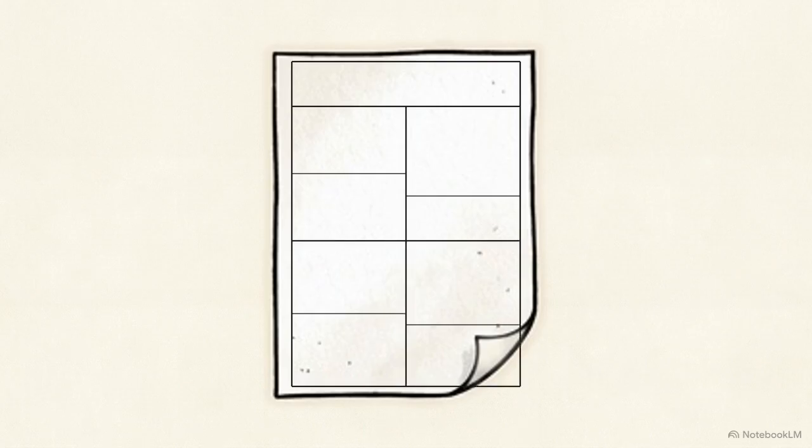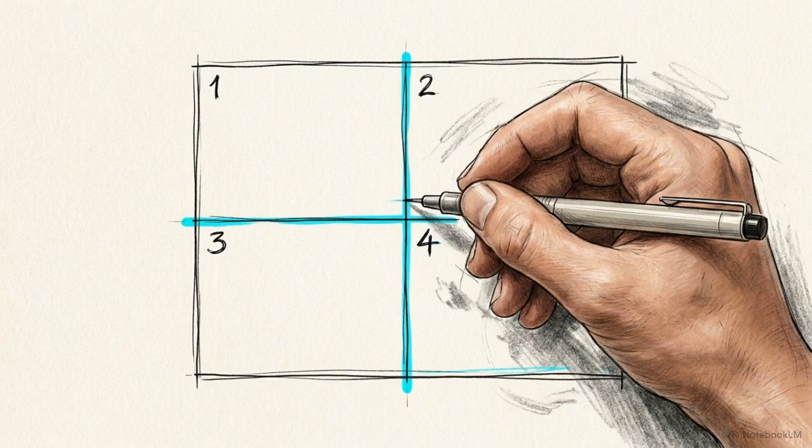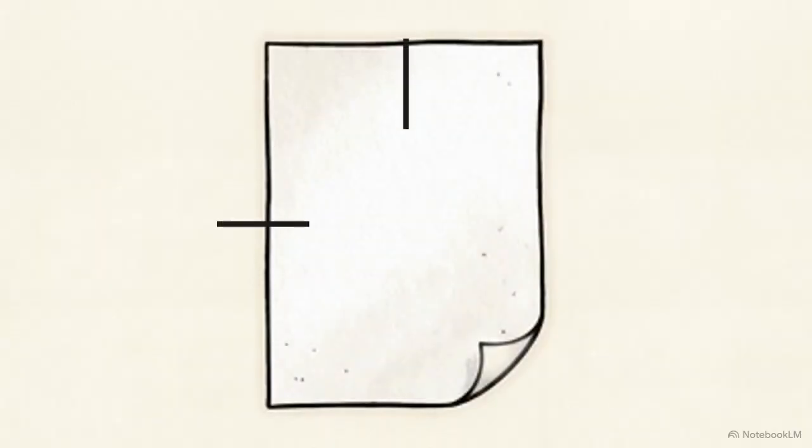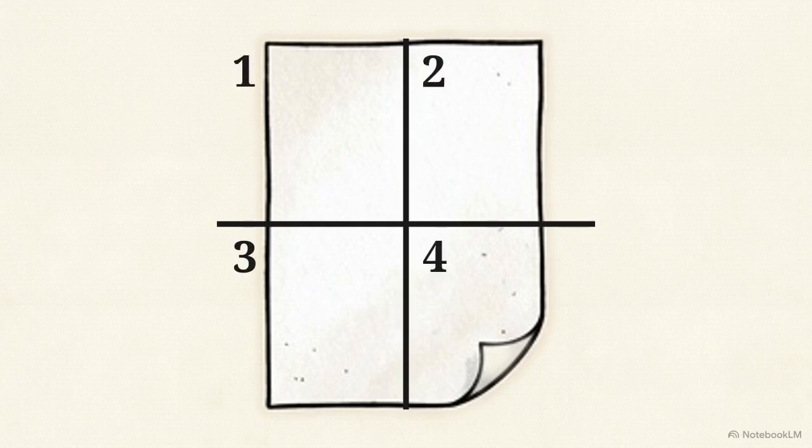Over the next 5 minutes, we are going to extract every definition, law, and formula required for your exams and lock them onto this single page. By organizing raw data into a strict spatial framework, we turn passive reading into an active, functional tool. Start by drawing a bold cross right down the middle of your page, dividing it into 4 equal quadrants. Number them 1 through 4.